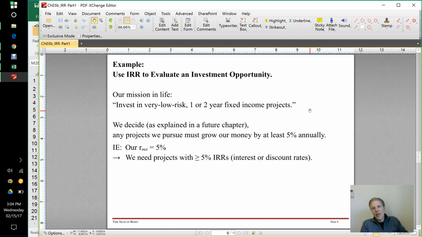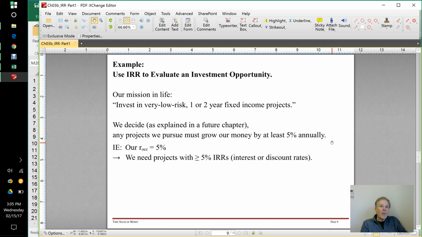So we're not dealing with a real estate project right now. This is just something from general finance. And this is our mission in life. Based on that, we decide, in ways that we will understand how to develop in a future chapter, that any projects we pursue have to grow our money by at least 5% annually.